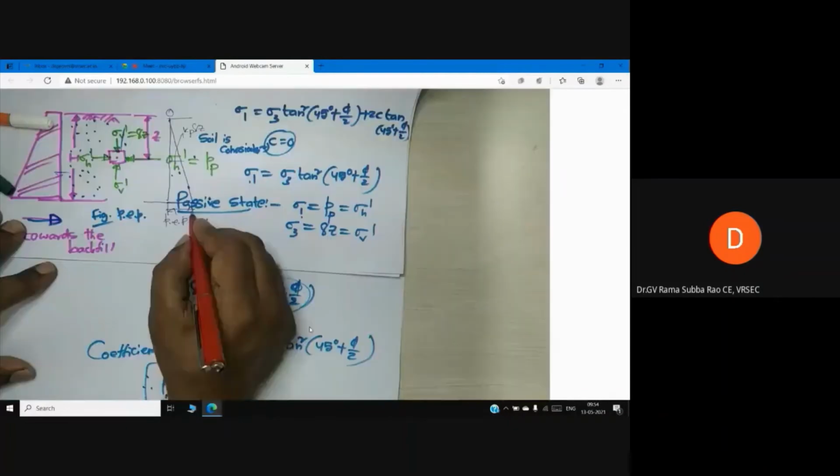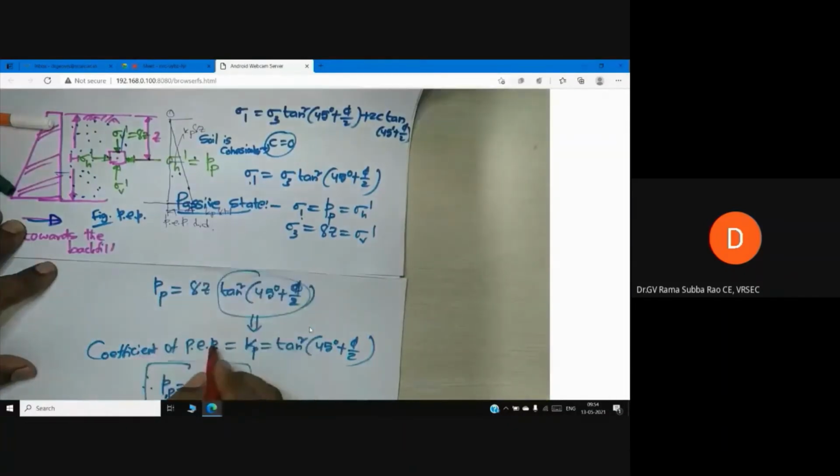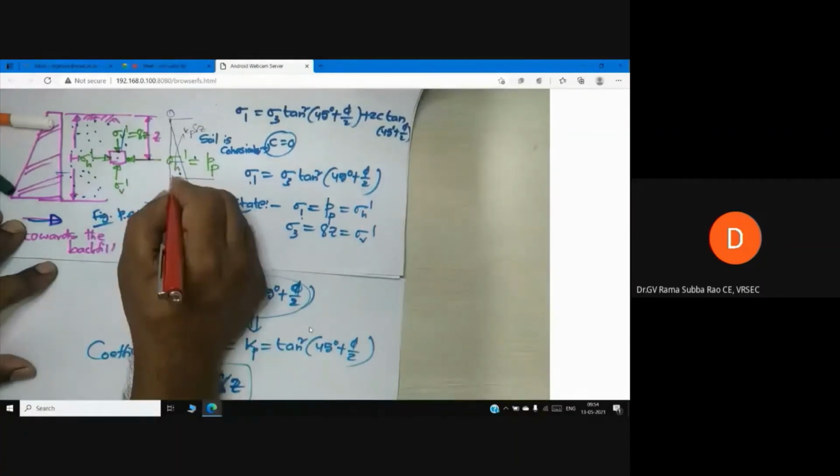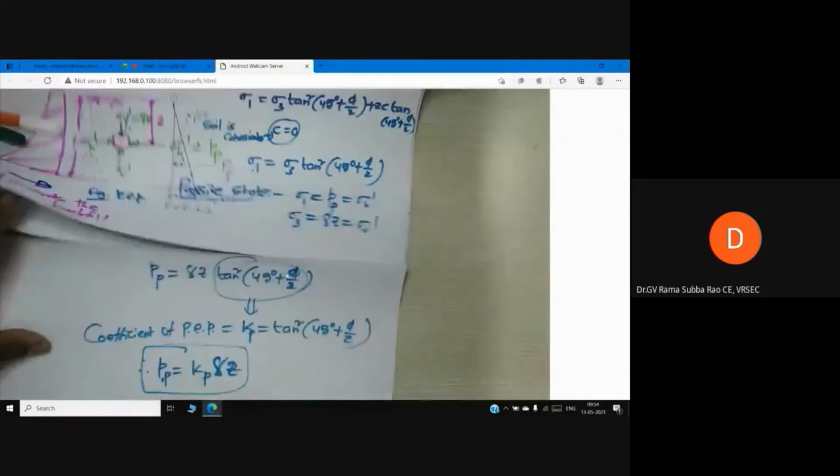At the base of the wall, Kp gamma H. But I'm not happy with the pressure. Many times I want force. How to calculate passive resistance? Can anyone help me now?